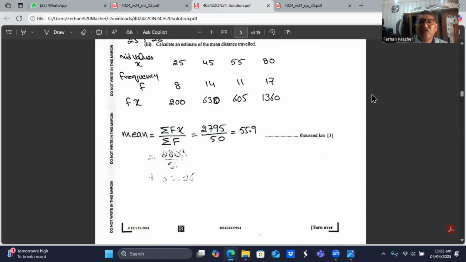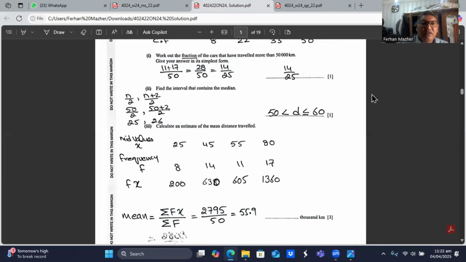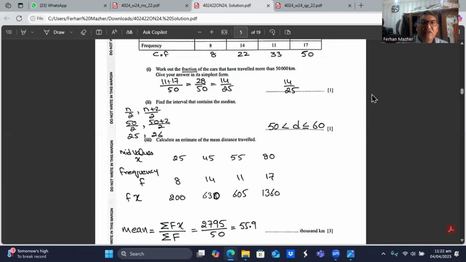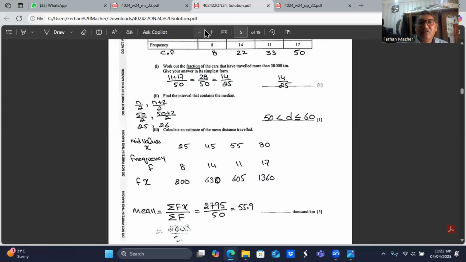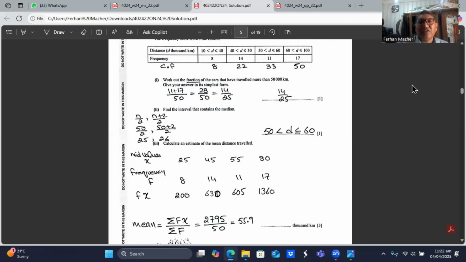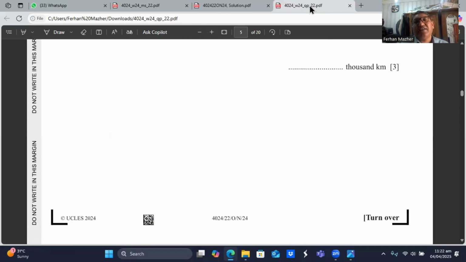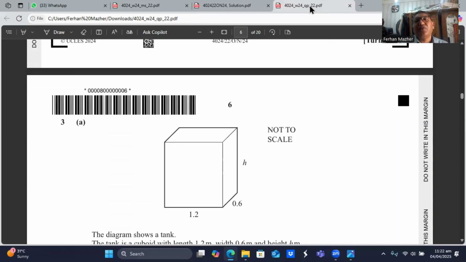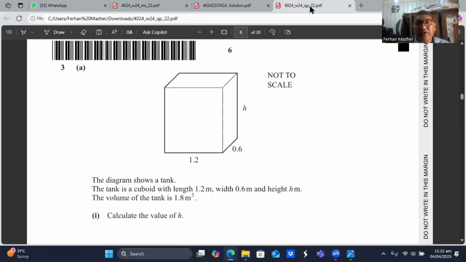So let me show you the whole thing. Let me reduce the size so you can see the whole question together. This is how this whole question is done. So that was question number 2. We are moving to the next, and the next question coming up on your screen is question number 3.